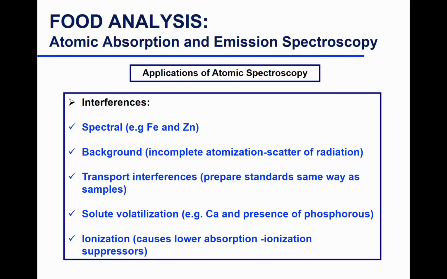The other thing that we also talked about in lab is ionization. So you want to have the optimum flame. The flame should not be too hot, so you don't end up converting your atoms to ions, which will not absorb the same way at that particular wavelength. So you'll have an underestimation if you get ionization.